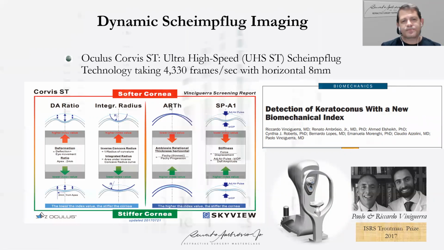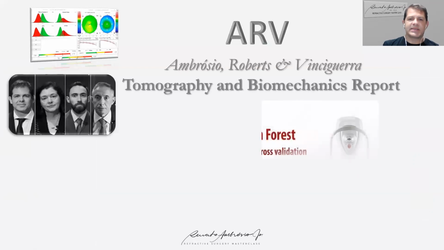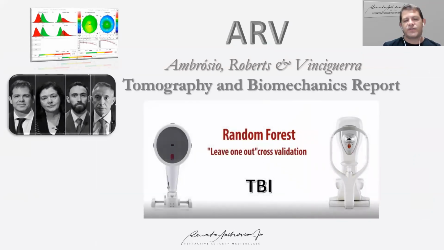Our idea, though, is to combine tomography and biomechanics, and this includes more sophisticated artificial intelligence. The CBI is based on linear regression analysis, but for the combination of tomography and biomechanics, you need random forest, as it was the best approach.